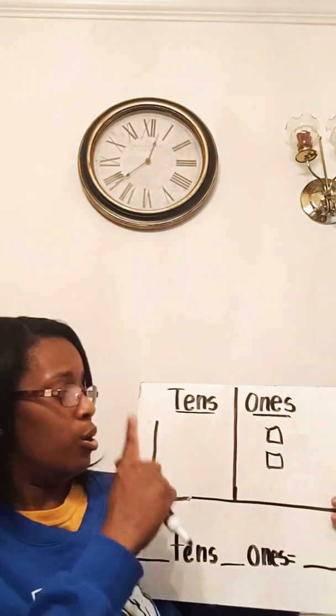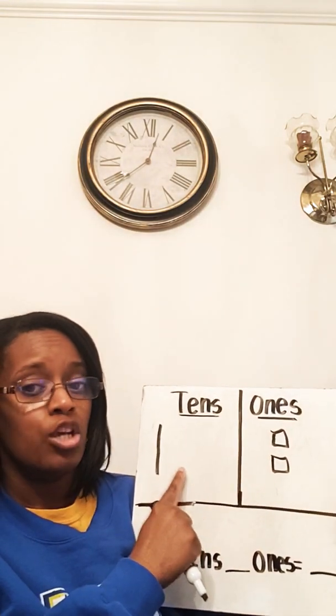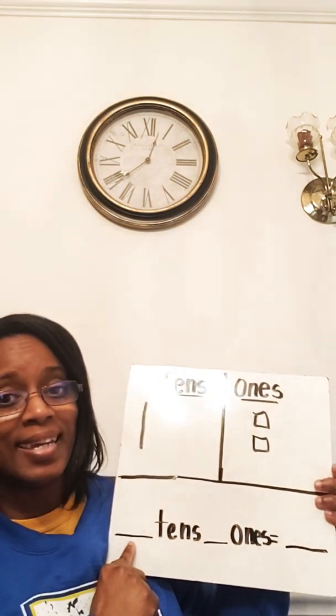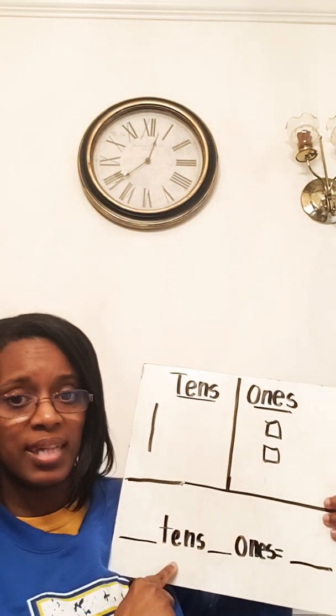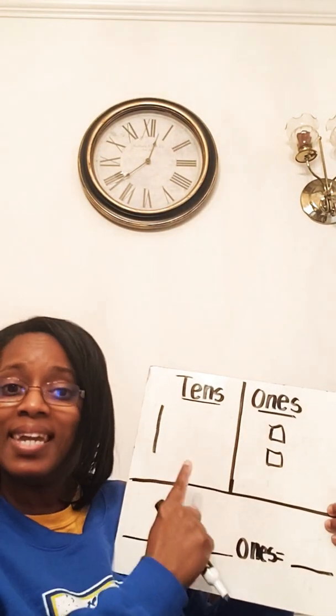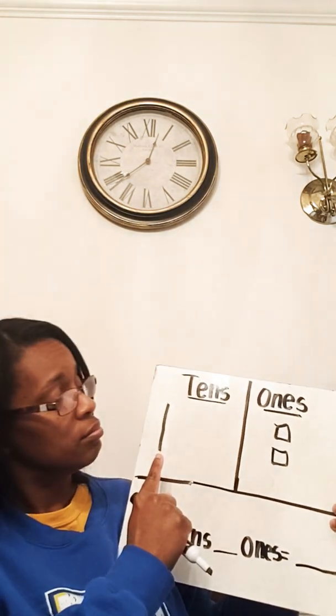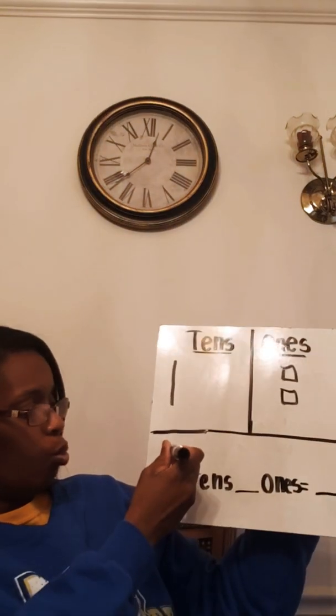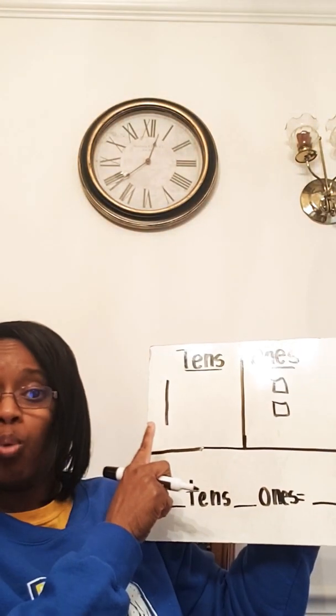Now, we know that this is a 10. So let's think about it. At the bottom, I have blank tens. Well, let's look at it. How many tens do I see? I only see one. So I'm going to write the number 1 because I have 1 ten.